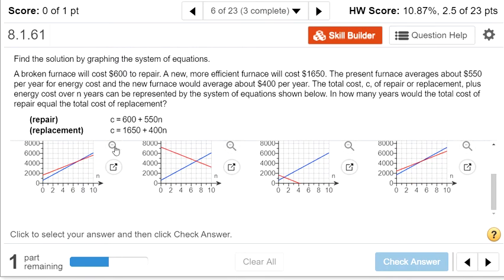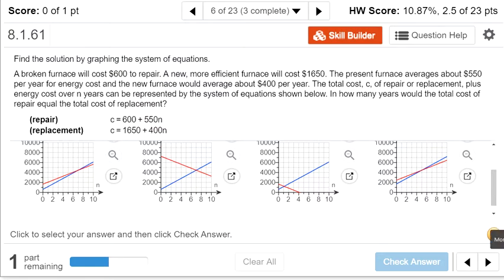So c equals 600 plus 550n. So the graph should start at around 600 on the y-axis, and then it should go up by 550 for every 1 unit of n. So let's see which one makes sense. I guess this is kind of hard to do without pen and paper. Let me copy these down, and I'll graph them, and we'll see which one matches. That'll be easier because the increments are so small to see on a computer.